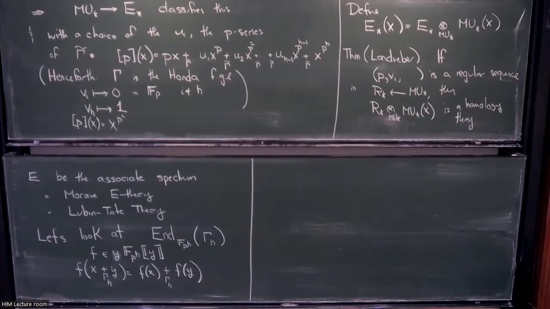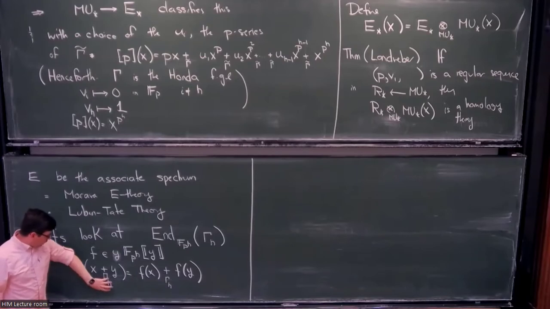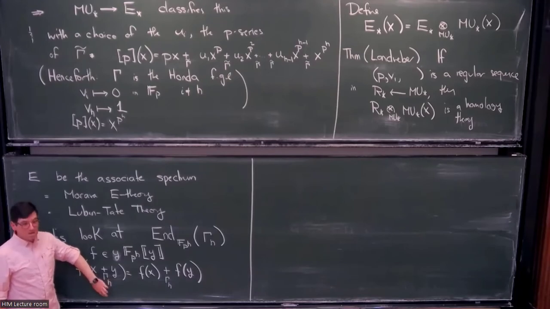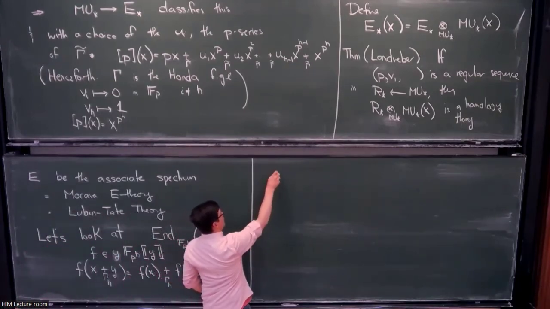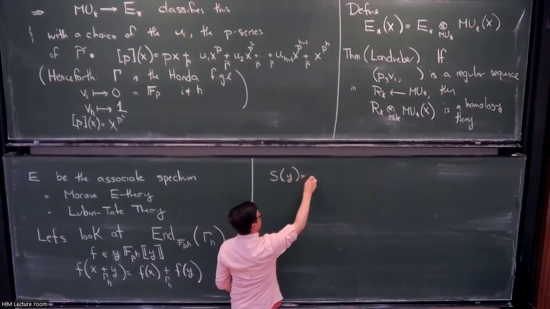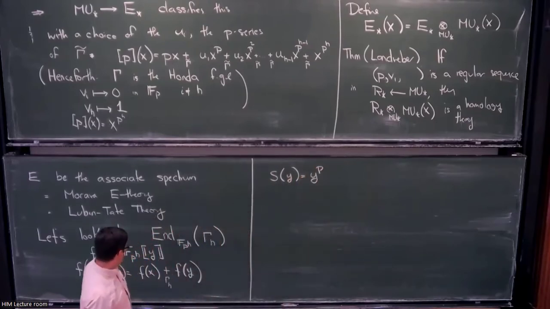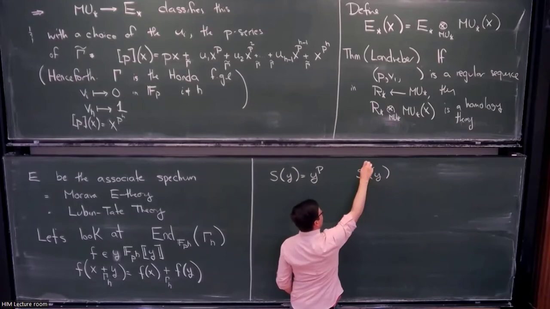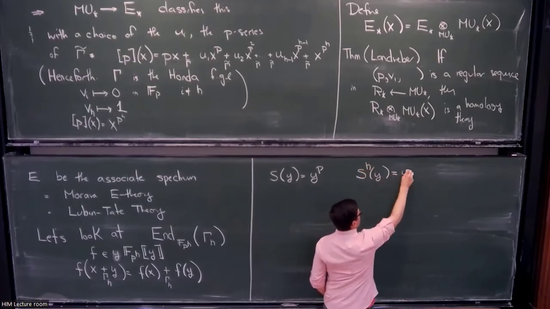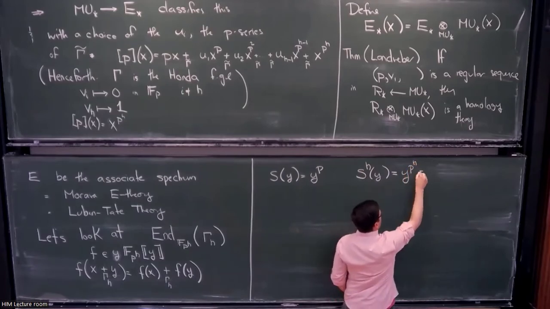Okay, so let me give an example of one of these, and this is an important one because I'm defined over Fp. When I'm defined over Fp, all of the coefficients of my power series in two variables that define gamma are coefficients in Fp. So in particular, the pth power map acts as the identity on all the coefficients, and it's a ring homomorphism on power series. So example one, I'll call S: Y goes to Y to the P. And if I do S h times, I get Y to the P to the h, and this was the P series on Y.